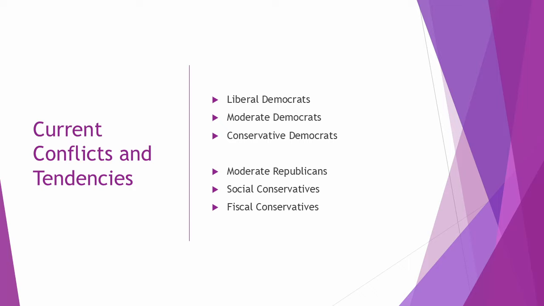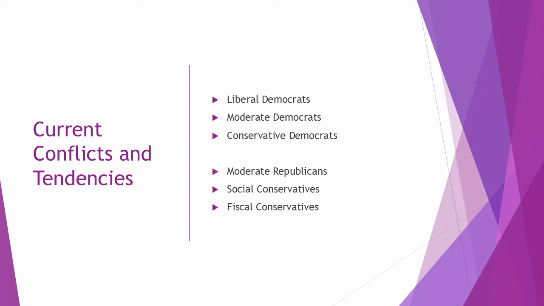The U.S. Republicans also have three factions: moderates, social conservatives, and fiscal conservatives. The U.S. Republican moderates are members of the party who support limited government and free markets while being more flexible on social issues. The U.S. Republican social conservatives are members of the party who prioritize traditional moral values, religious influence in politics, and opposition to abortion and same-sex marriage.